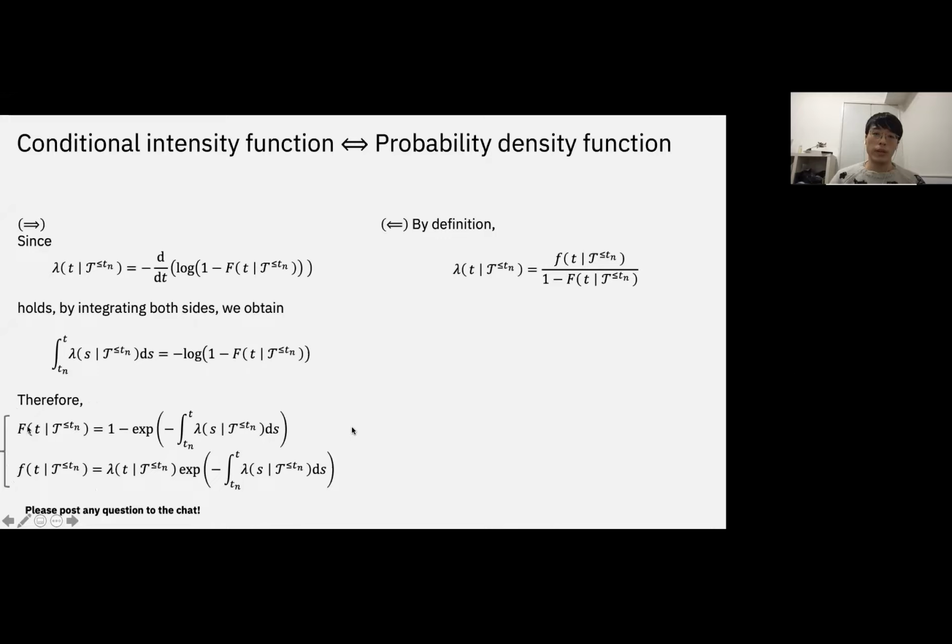So in this slide, I introduced that these two formulations are equivalent. So it is safe to model a point process by a conditional intensity function. So in the following, all of the point processes are modeled by a conditional intensity function.